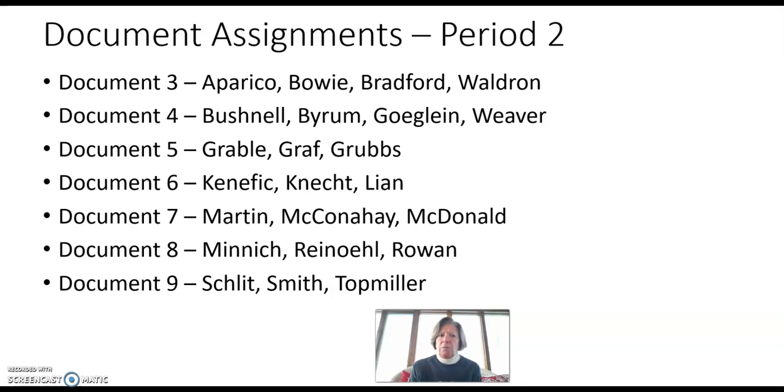Okay, your documents 3, 4, 5, 6, 7, 8, and 9 have been divided into small groups. You are each doing your own paragraph. It's not a group activity. The actual paragraph will be your own, but we'll come together in a large group of 8 or 7 of you to go over what you have said. So we'll do that tomorrow, hopefully.